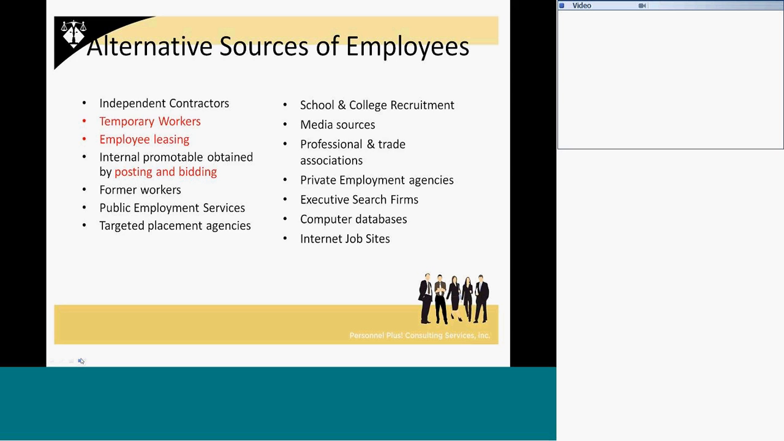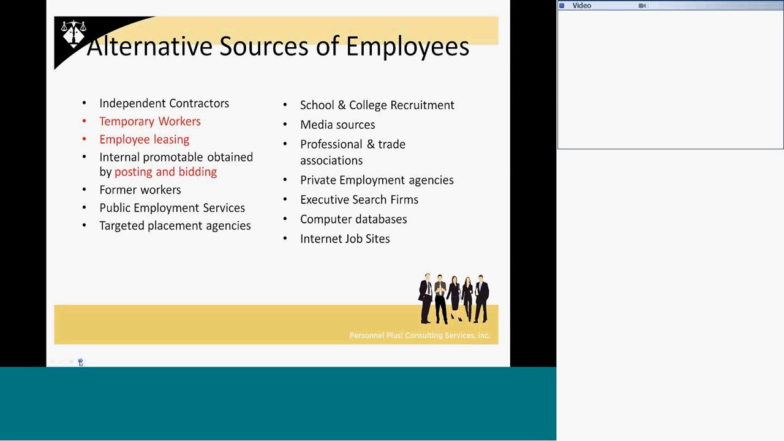Computer databases might exist that have various kinds of names on them, and finally internet job sites, things like monster.com or other kinds of things. Those are all places where employers are now going for employees. And it's temporarily not true.